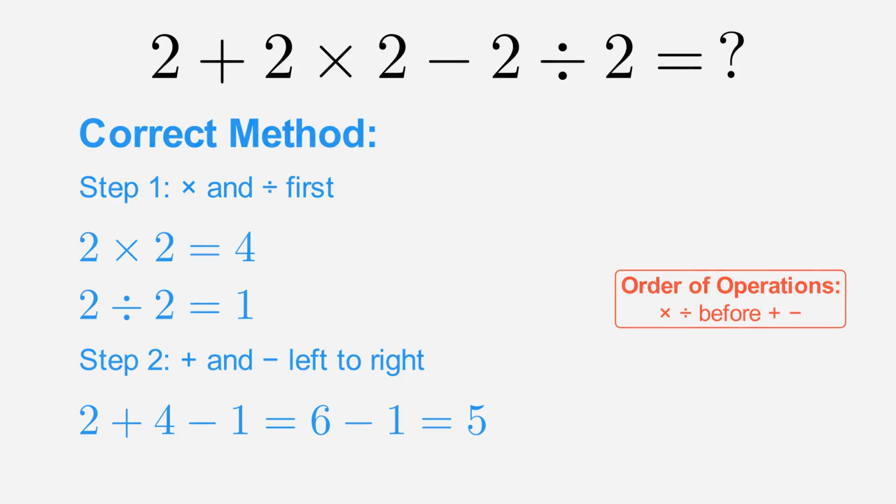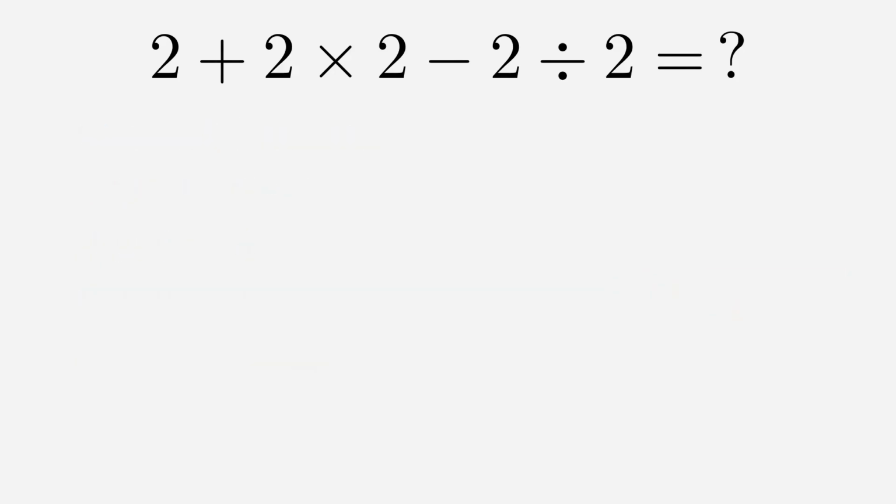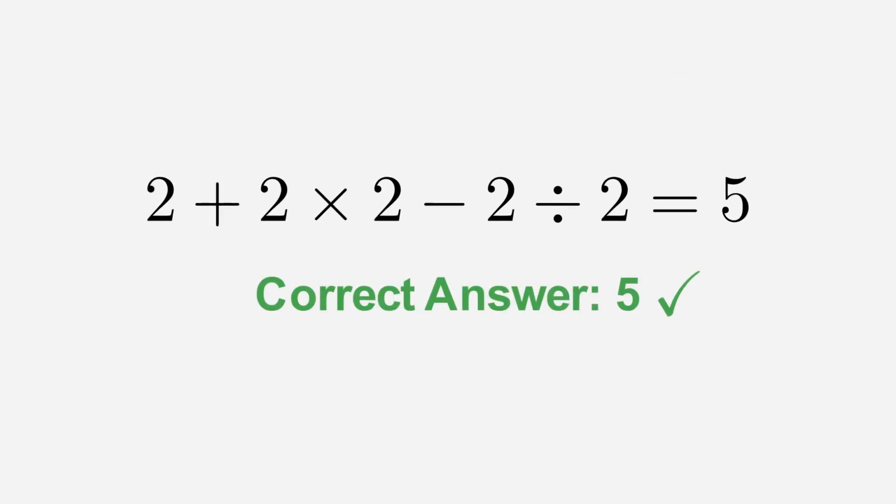The 2's make it look uniform, like you can just chain operations together. You can't. Order of operations exists for a reason, and that reason is to stop you from getting answers like 3. This is basic math that most adults forget. If you got 5, you're smarter than 90% of people.